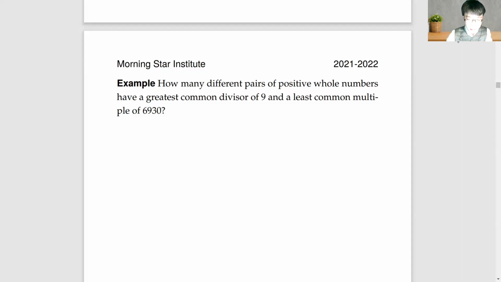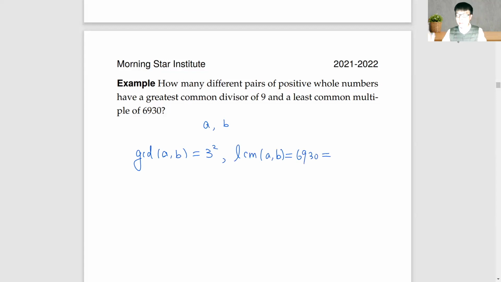Let me write this pair of numbers to be A and B. Okay, so we have GCD of A and B equals 9. Well, let's do prime factorization for 9, which is 3 squared. And we also have the LCM of A and B equals 6,930, and I can also do prime factorization. It equals 2 times 3 squared times 5 times 7 times 11. Okay, that's prime factorization.